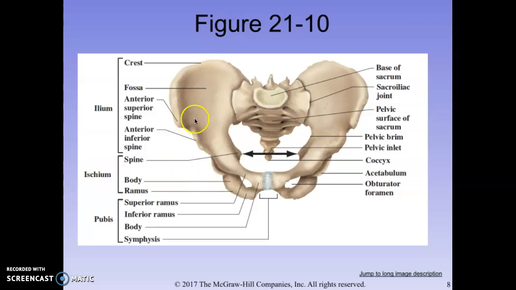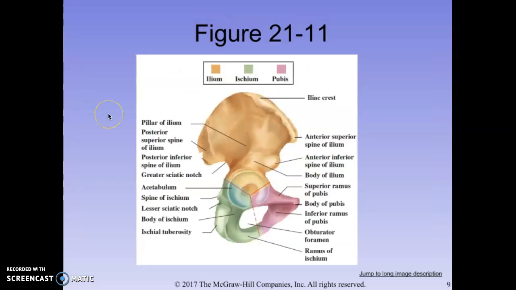Obviously, there's a lot more we could go into, but that's all I really want you to know. On this next slide, you can see how it's divided. Okay, so this is the ilium, is all of this. The green portion is the ischium, and the pink portion is the pubis. Okay, so that helps you kind of separate out where those bones are. Okay, and then right in the middle, right here, is called the acetabulum.